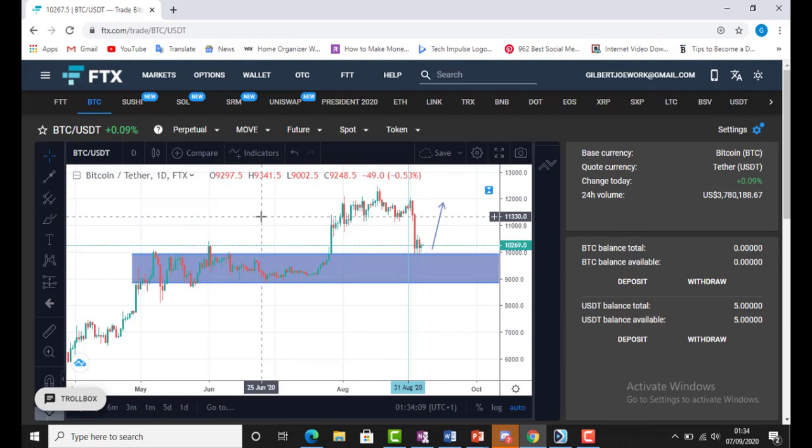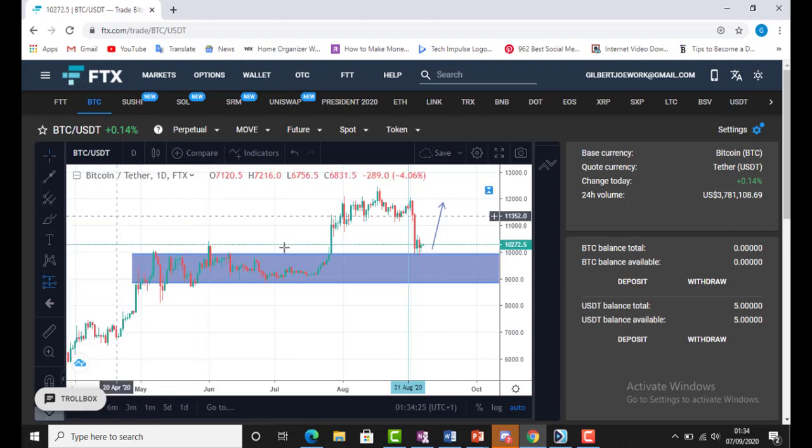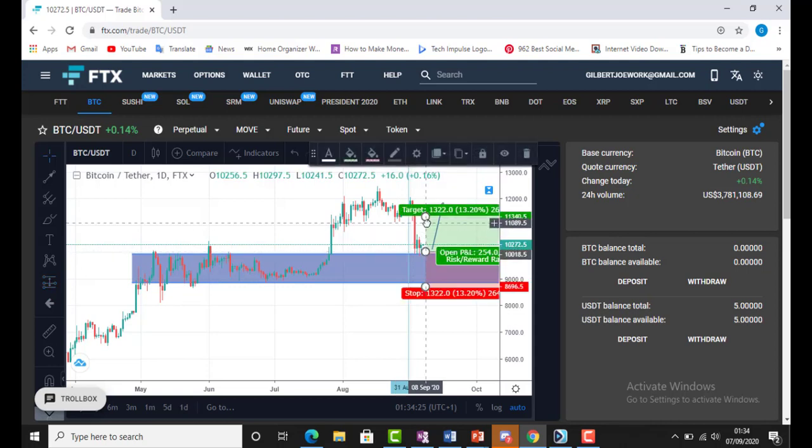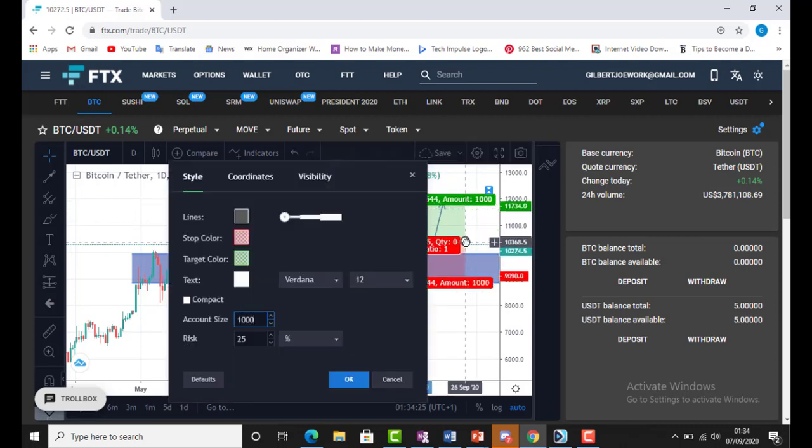How can you find your risk to reward using the tool I told you on the FTX platform? Okay, you see where I am. You just click on it. This is the measurement tool. So you're going to pick the long position and draw. You're going to draw from your point of entry. Let me squeeze this in so we could see better.